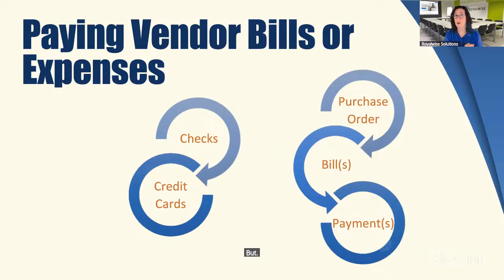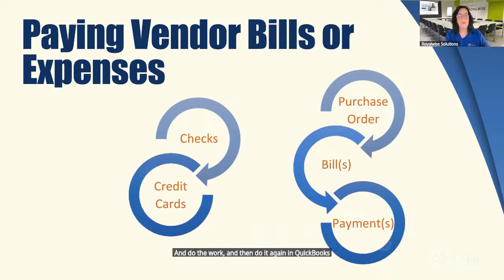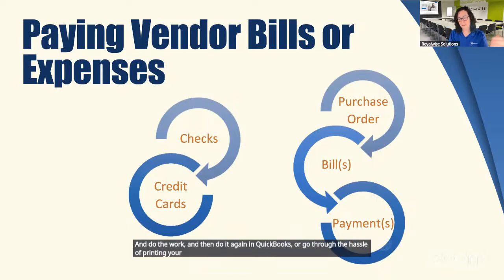But there is also now an online bill pay. So you can create a bill and then pay it electronically, which will send a check or send an ACH payment directly to the vendor so that you don't have to go to your bank's website and do the work and then do it again in QuickBooks, or go through the hassle of printing your checks and signing them and putting them in envelopes and putting on stamps and taking them to the post office. So you can definitely speed up your bill pay.